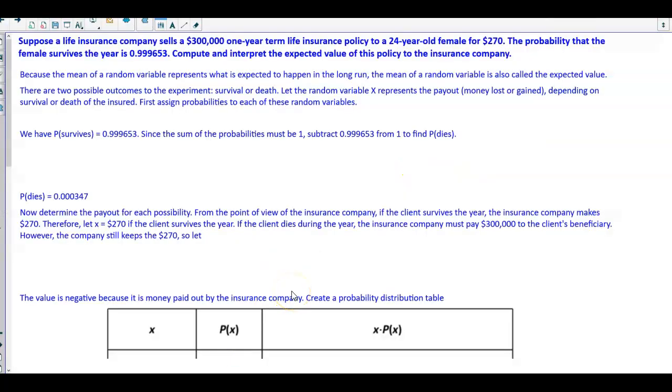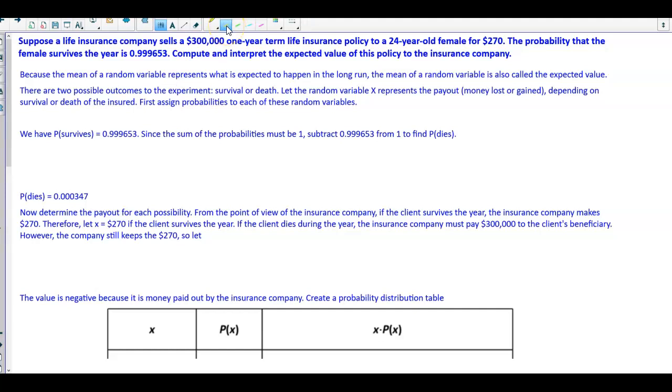Okay, so here we have our question. Because the mean of a random variable represents what is expected to happen in the long run, the mean of the random variable is also called the expected value. Now, there are two possible outcomes to the experiment, survival or death. We're going to let the random variable x represent the payout, money lost or gained, depending on survival or death of the insured. So we first need to assign probabilities to each of these outcomes.